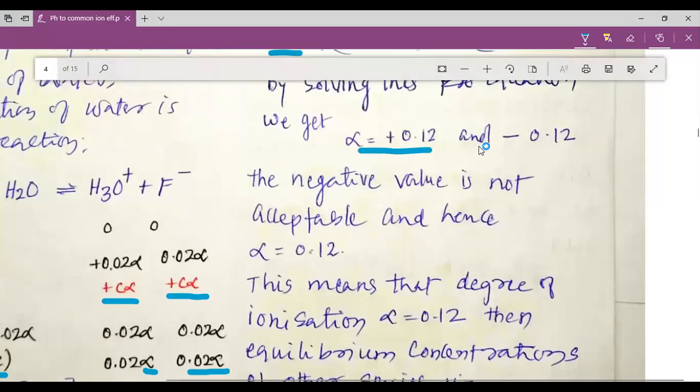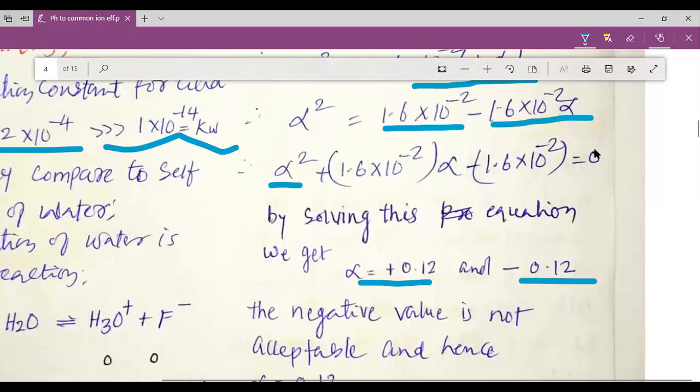By solving this equation, we will get the value of alpha. You know that we can solve the quadratic equation by using the root formula: minus b plus or minus square root of delta upon 2a.